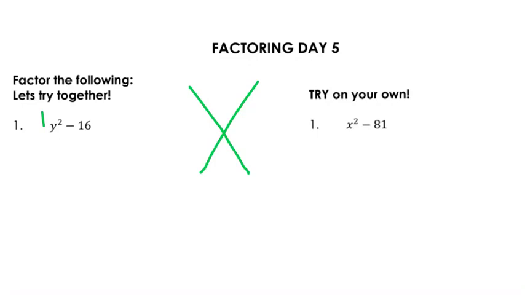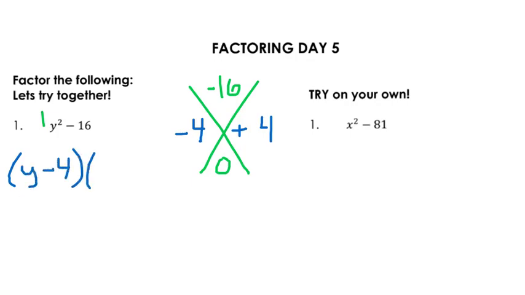A times c, 1 times negative 16, is just going to get me a negative 16. Since I don't have a b term, I should know that my b must be 0. So what multiplies to negative 16 and adds to 0? After a few trial and errors, you should see that your numbers are negative 4 and positive 4. Multiplies to negative 16, they're opposites, so they add to 0. So my answer is just going to be y minus 4 for one of my factors, and y plus 4.